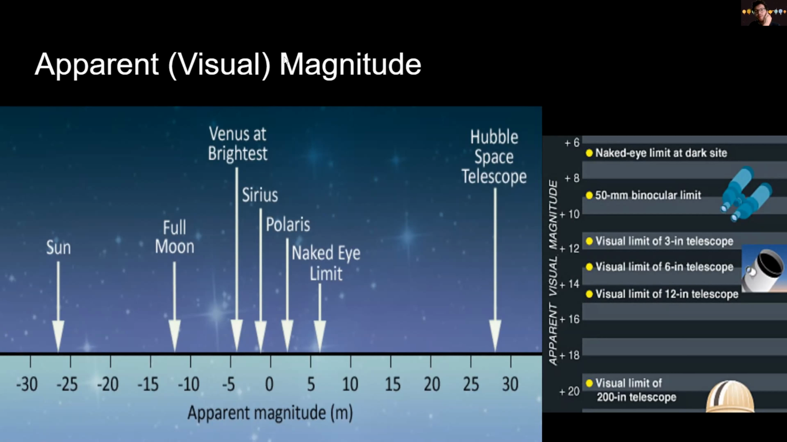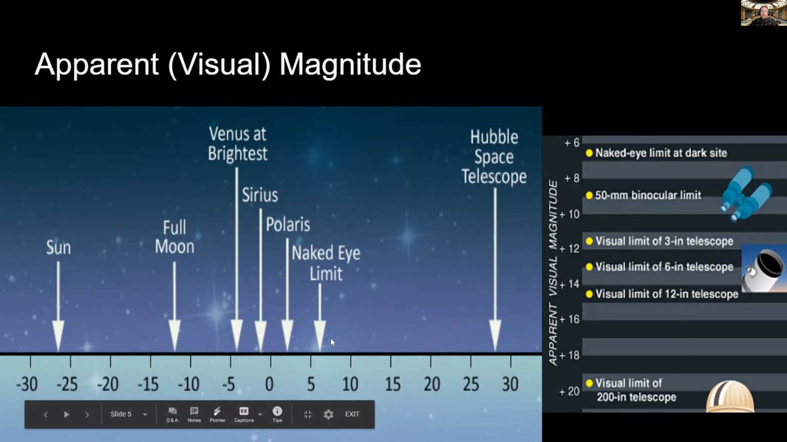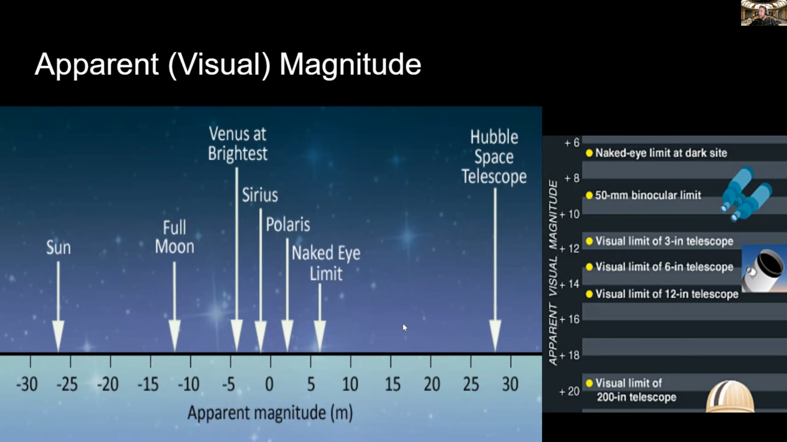So if you have a magnitude 1 star, that would be 100 times as bright as a magnitude 6 star. Basically, each time you go up by a number, you would multiply by 2.5 to get the relative brightness compared to some star. So then if you look on the right here, you can just kind of see how bright you're going to be able to see different objects.